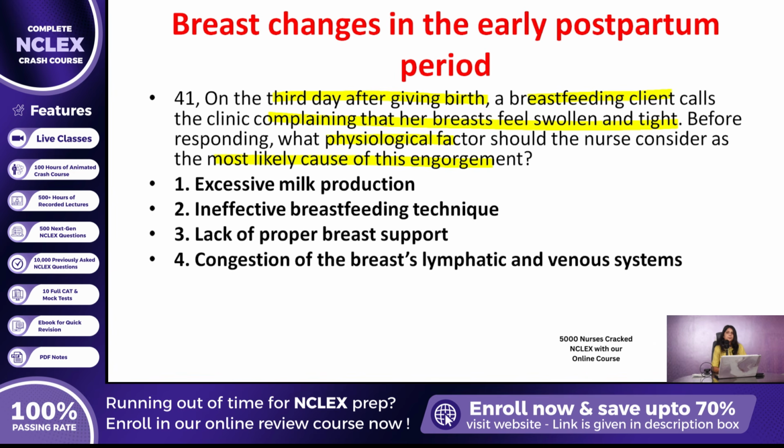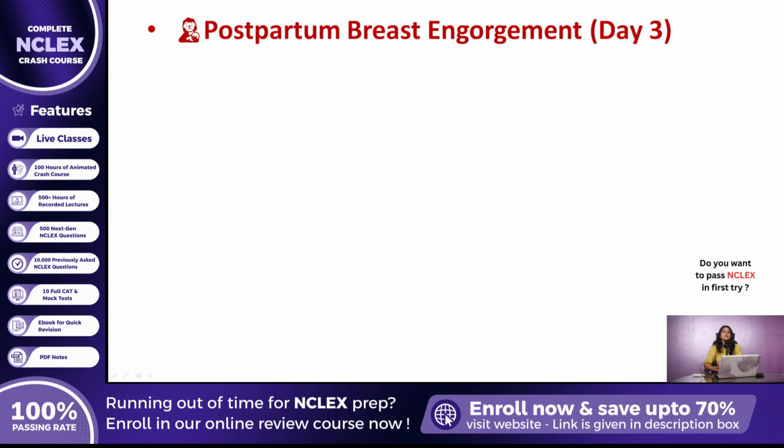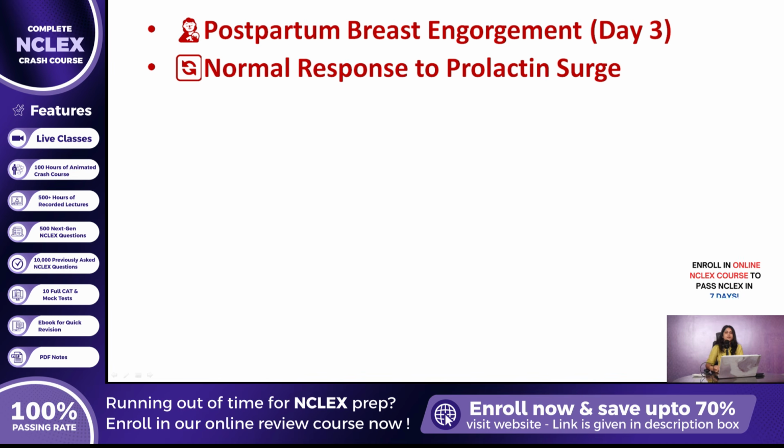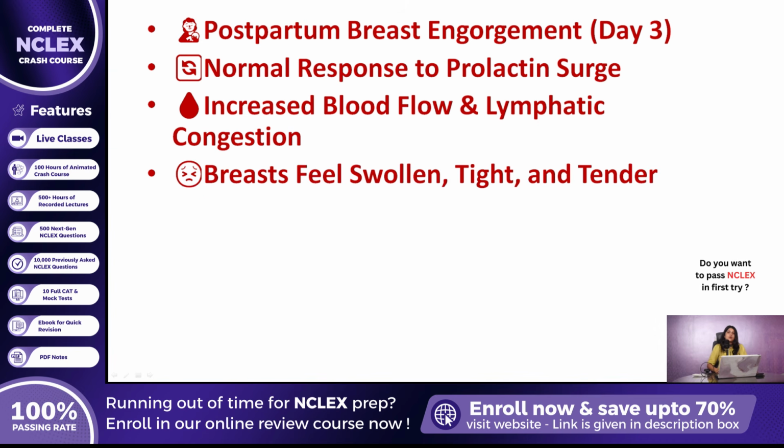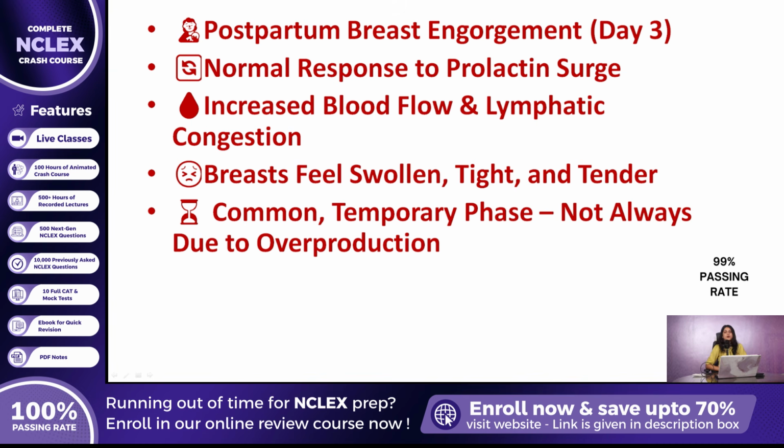The correct answer is option 4, congestion of the breast's lymphatic and venous systems. In the early days following delivery, engorgement is most often due to the normal physiological changes that prepare the body for breastfeeding. Around the 3rd day postpartum, the hormone prolactin stimulates the breast tissue, leading to increased blood flow and lymphatic congestion even before full milk production has begun. This vascular and lymphatic fullness causes the breast to feel tight, swollen, and uncomfortable. It is a common and temporary phase in lactation and is not always a result of overproduction or poor technique.